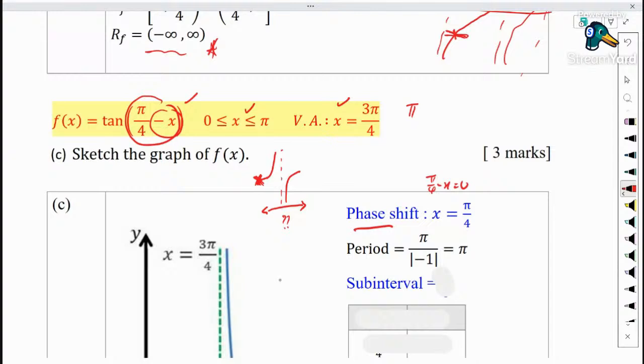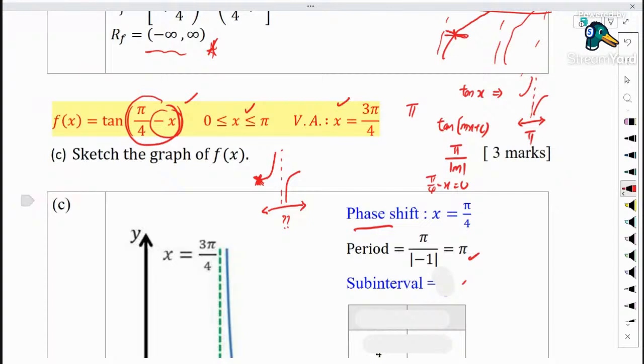So in other words, we use tangent x as a reference. We notice that for tangent x, one period is actually pi. If I have the case of tangent of mx plus c, then the period will be pi divided by modulus m. Modulus is used because your m may have a negative sign like in this case. So coincidentally, the period is also 1. Then next, I want to go for the subinterval.